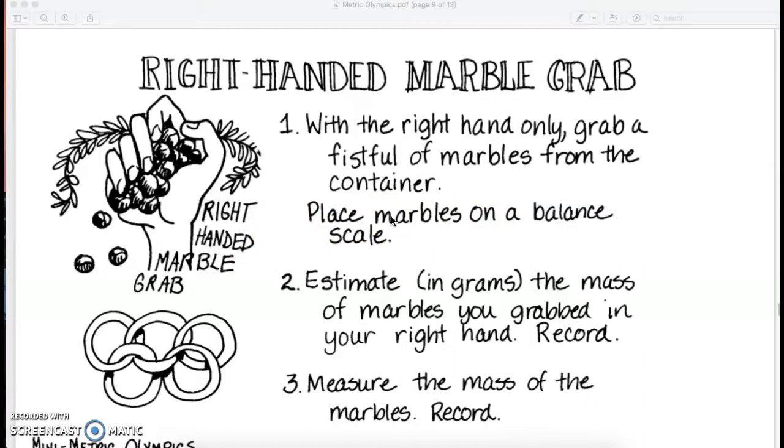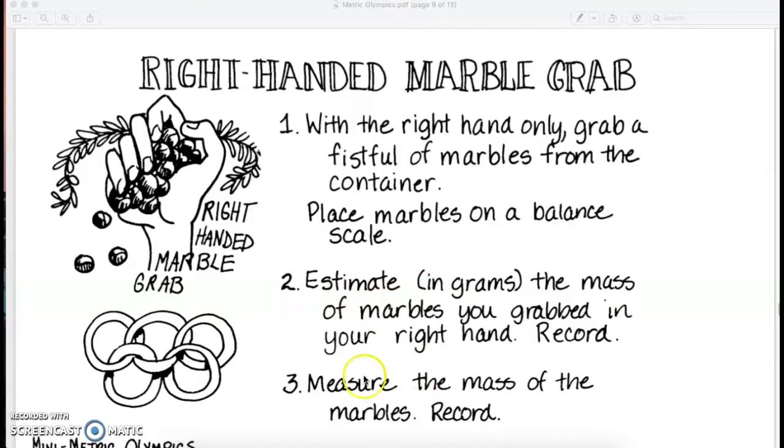So an example that I had is, what if instead of grabbing marbles, what if I play golf, so what if I have some golf balls? What if I grab some golf balls in my hand, and then all you have to do is go online and just look up the average weight of a golf ball.